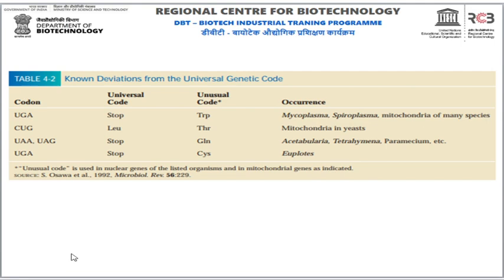Next are UAA and UAG, which are considered stop codons, but in Acetabularia, Tetrahymena and Paramecium, they code for the amino acid glutamine. Next is UGA, which is again a stop codon, but in this particular protozoan, Euplotes, it codes for the amino acid cysteine.